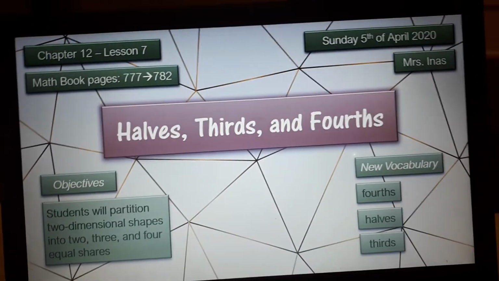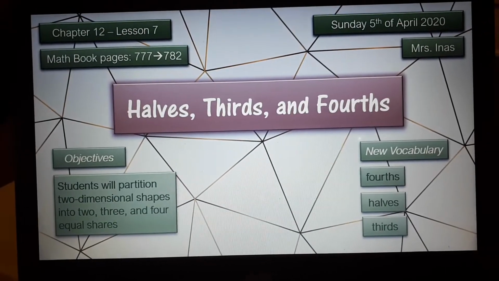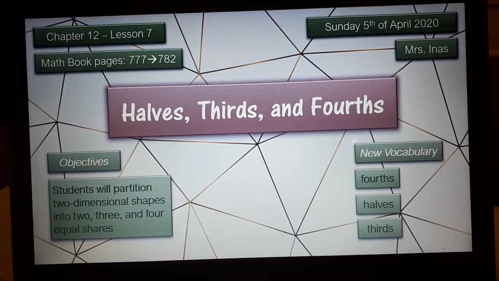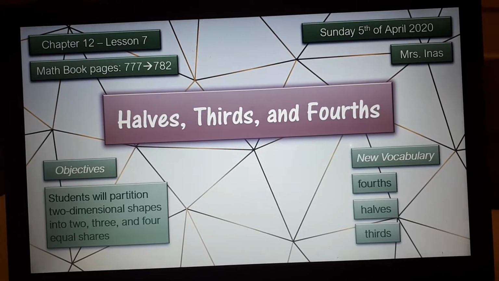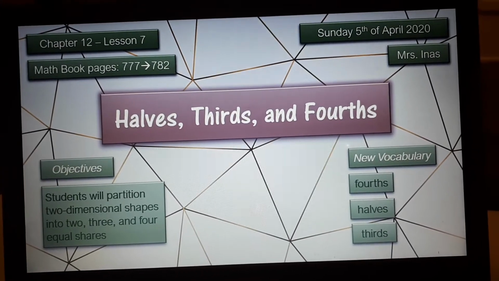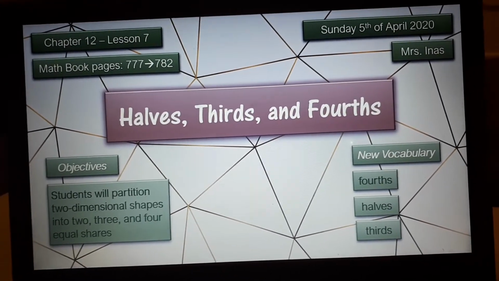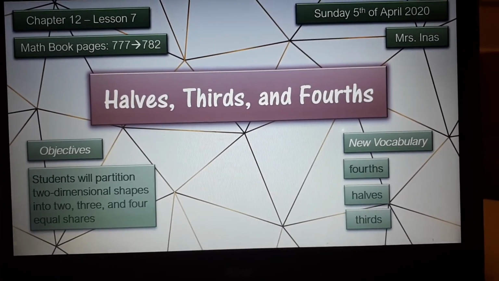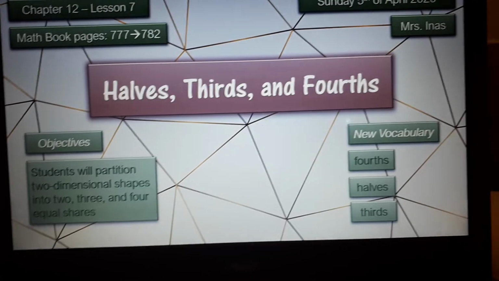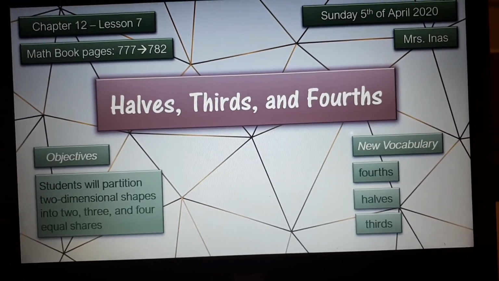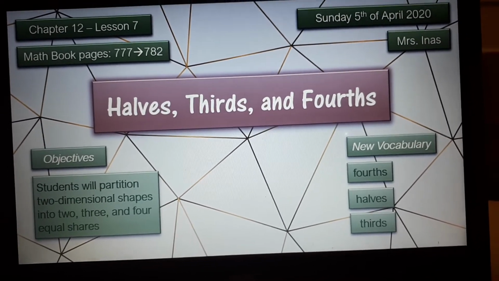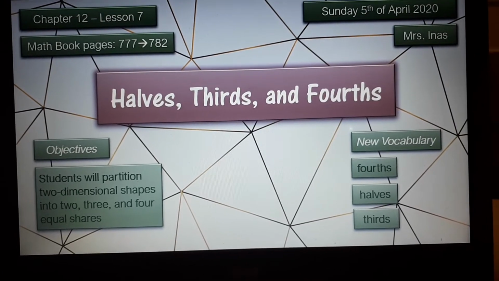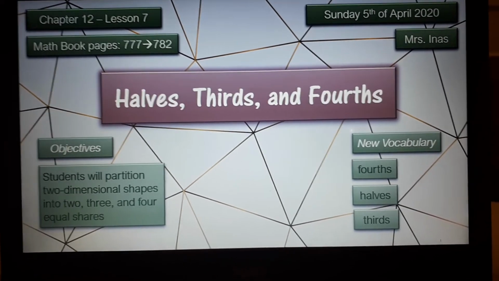Hope fine. Today I'll be conducting my math lesson. Chapter 12, Lesson 7, halves, thirds, and fourths. Open your math book, page 777, and let us start our lesson. The objective of today is that you will partition two-dimensional shapes into 2, 3, and 4 equal shares.